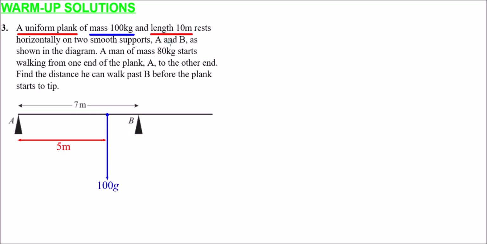I'm also told that this plank rests horizontally on 2 smooth supports, A and B. So that's A and that's B. So if this plank is resting on these supports, they will provide an upwards force to counteract its own weight. In other words, there will be 2 reactions, a reaction at A and a reaction at B. So we can take this 2 bits of information here about A and B and add on 2 forces, a reaction at A and a reaction at B. We don't know what these are yet, but label them on so they're ready to find, so we're not going to forget to find them when we need to.